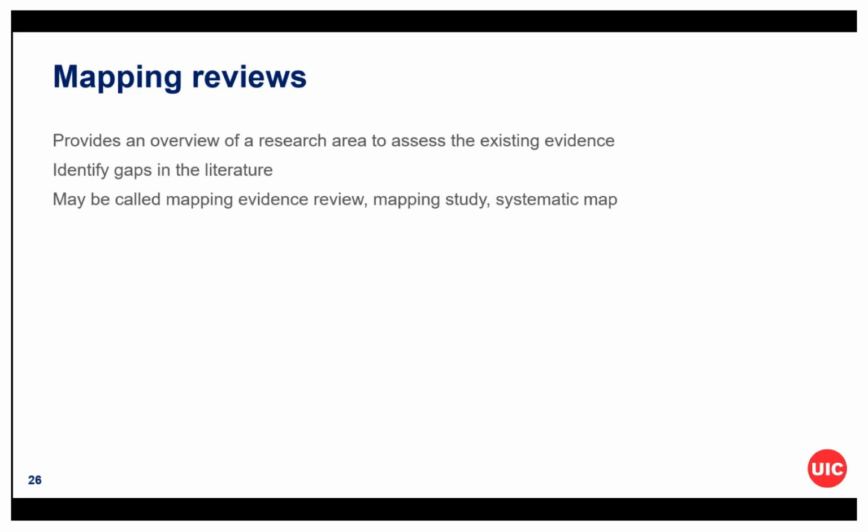So a mapping review maps out and categorizes existing literature from which to commission further reviews and/or primary research by identifying those gaps. It's a systematic approach to understanding the map of a profession, theory, research, question, or practice. And as you see here, it might be called several different things. You might see these as mapping reviews.